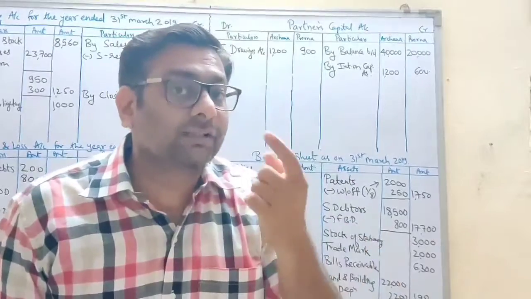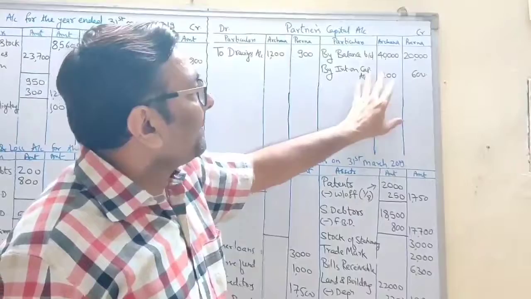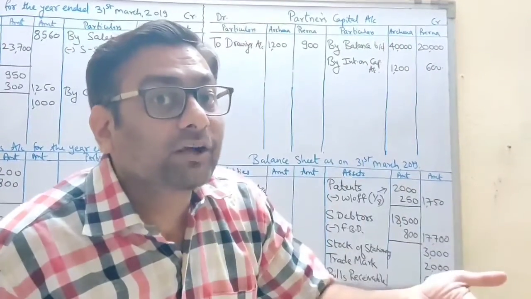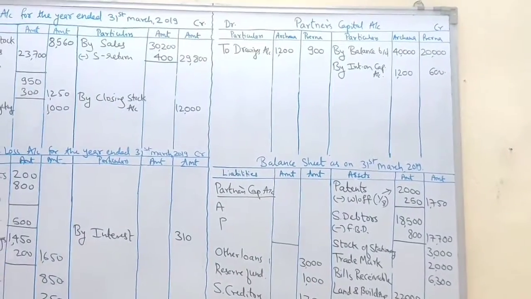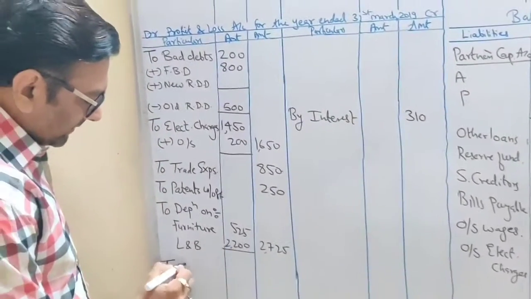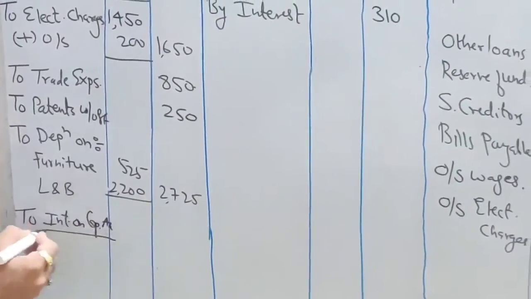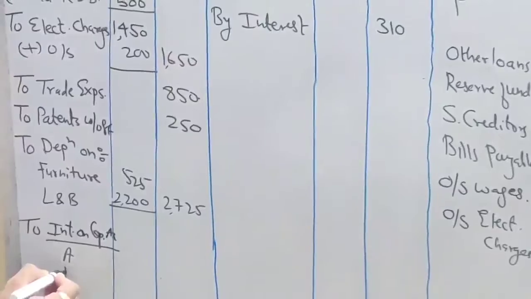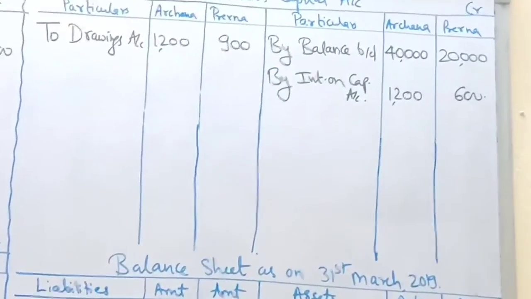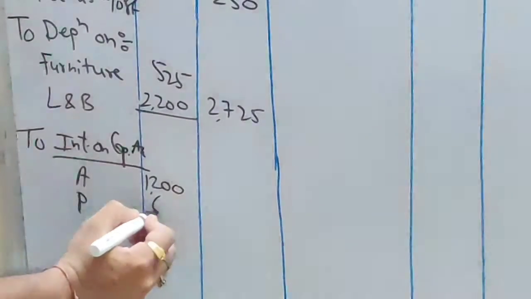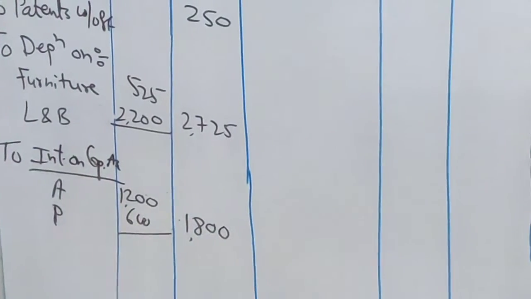Now the second effect, students, that is also a trick. You have written below capital on the credit side. The second effect goes on the opposite side, meaning the debit side of P&L. So you will write it here: interest on capital account, and you can write the names Arpana and Prerna, 1200 and 600. Total interest on capital is 1800.